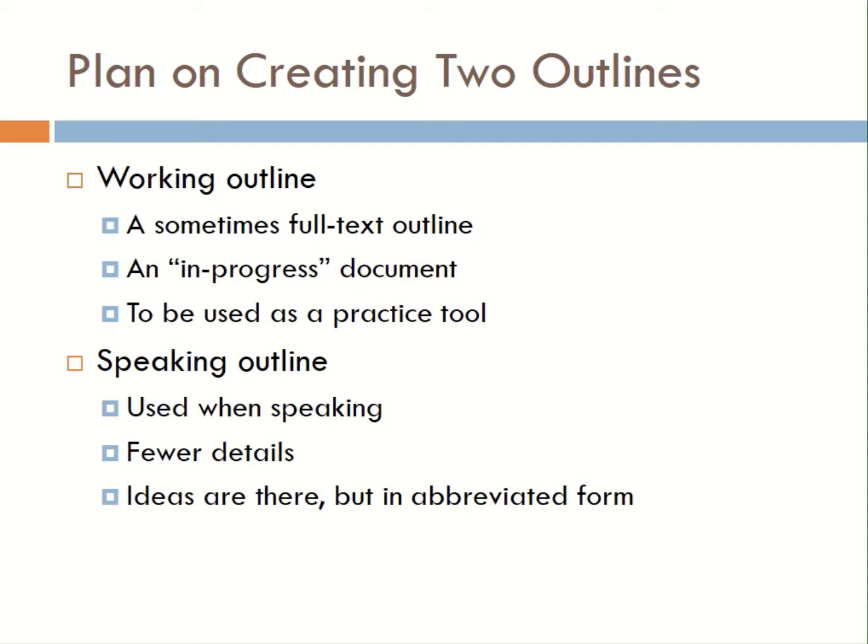Ultimately, you end up with what's called a speaking outline. This is the outline you use on the day of your speech. So it's got fewer details than your working outline, most likely. All of your ideas are there, but they're in a condensed form. In this class, we do what's called extemporaneous speaking. Extemporaneous means you have outlined notes instead of a full manuscript. So that's why they're in a condensed or abbreviated form on your speaking outline.